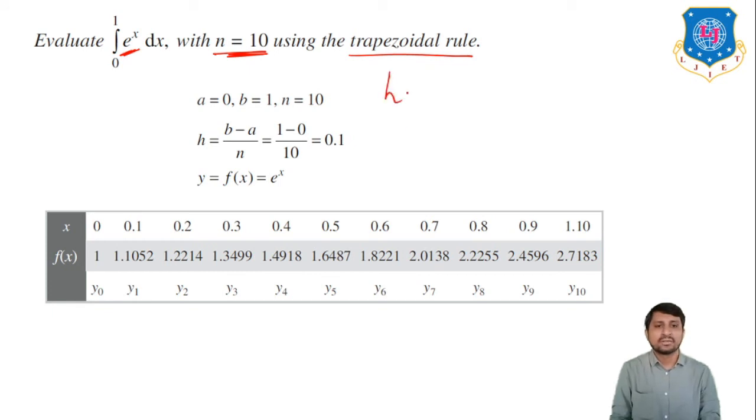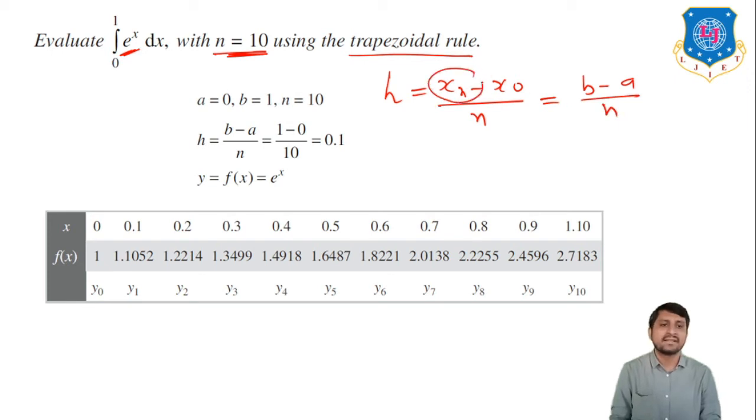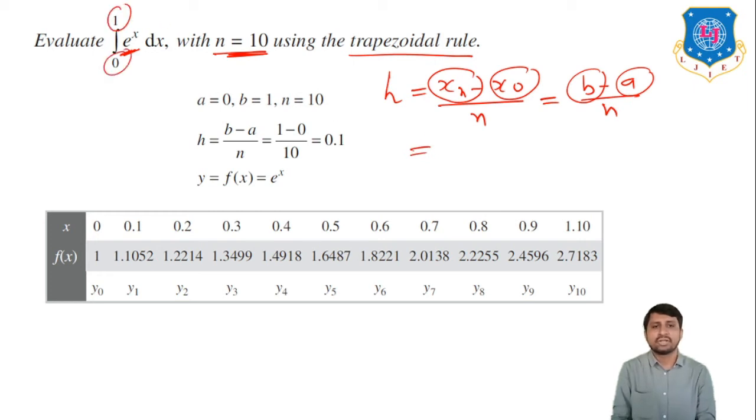H is what? Sometimes they use the formula xn minus x0 upon n, or sometimes b minus a upon n. In both cases the meaning is the same. Xn is the upper limit, x0 is the lower limit. Here also b is the upper limit, a is the lower limit. So don't be confused at that time. The upper limit is 1 and the lower limit is 0, so 1 minus 0, and we take 10 parts, with n equal to 10. So 1 by 10, that is 0.1. So h is equal to 0.1.